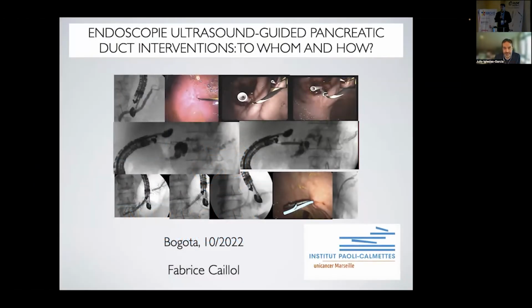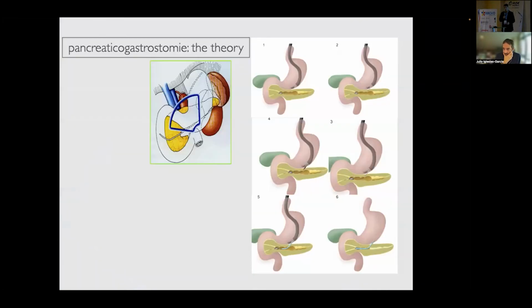My topic is pancreatico-gastrostomy, bulbogastrostomy, endoscopic ultrasound guided pancreatic duct intervention, to whom and how. The theory of pancreatico-gastrostomy is to create a fistula between the pancreatic duct and the stomach, or between the pancreatic duct and the bulbus. This will be performed under EUS.